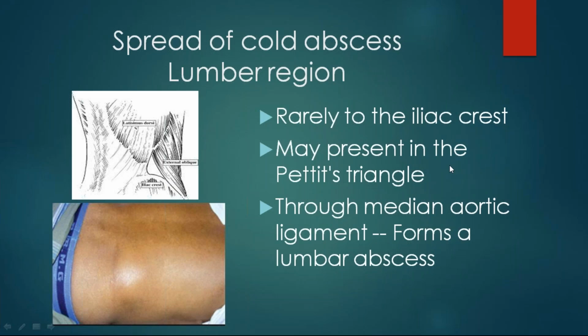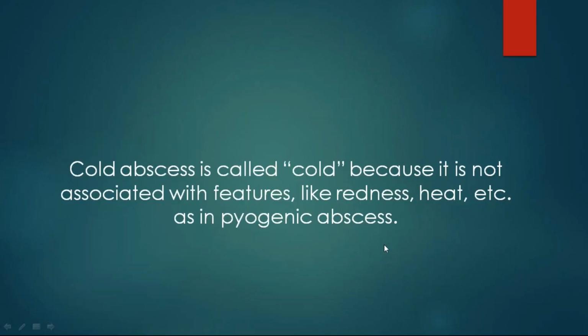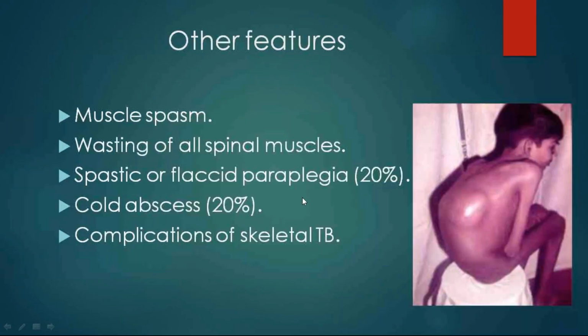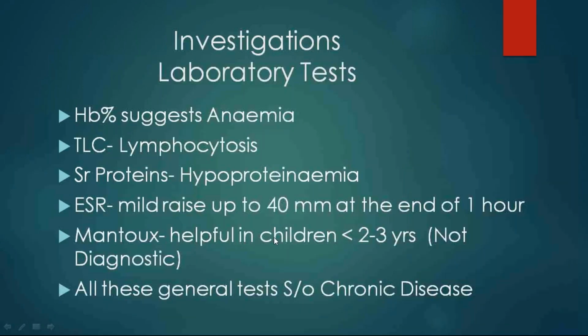Okay, so again, a quick revision. Kyphosis is seen in 95%, the most common thing. It may be associated with scoliosis also. Kyphoscoliosis may be seen, or even only scoliosis may be seen. There can be lordosis, bowing, and paravertebral thickening. Okay. So what are the other features? Muscle spasm, wasting of muscles, spastic paraplegia, cold abscess in 20% of the patients, and complications of the skeletal TB.